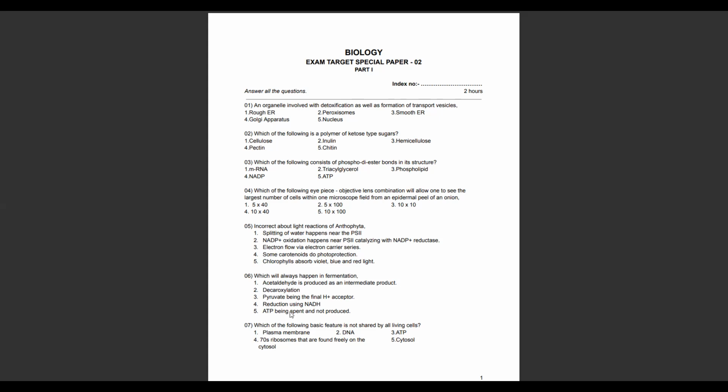Now, look at the question. Plasma membrane, yes. But here they are asking which is not shared. Now if you take plasma membrane, yes, it's present in both prokaryotic as well as eukaryotic cells. DNA, yes, it is the genetic material. 70s ribosomes that are found freely in the cytoplasm, yes. That's also correct. Fifth one, cytosol. So the answer should be the 3rd answer, ATP.